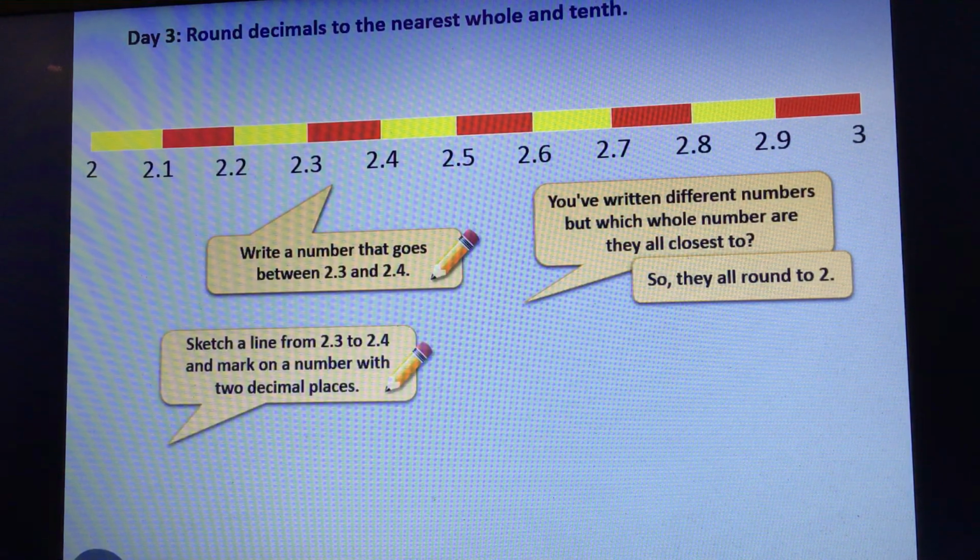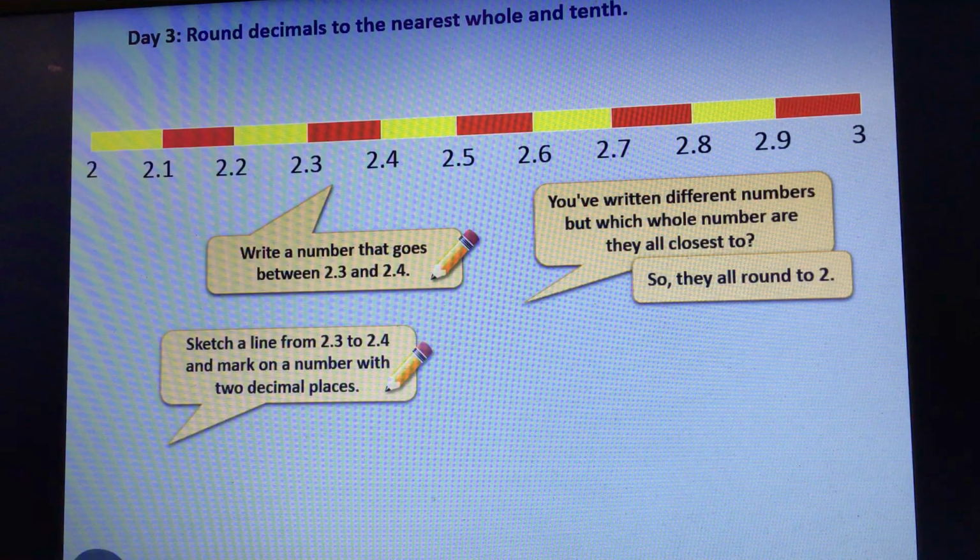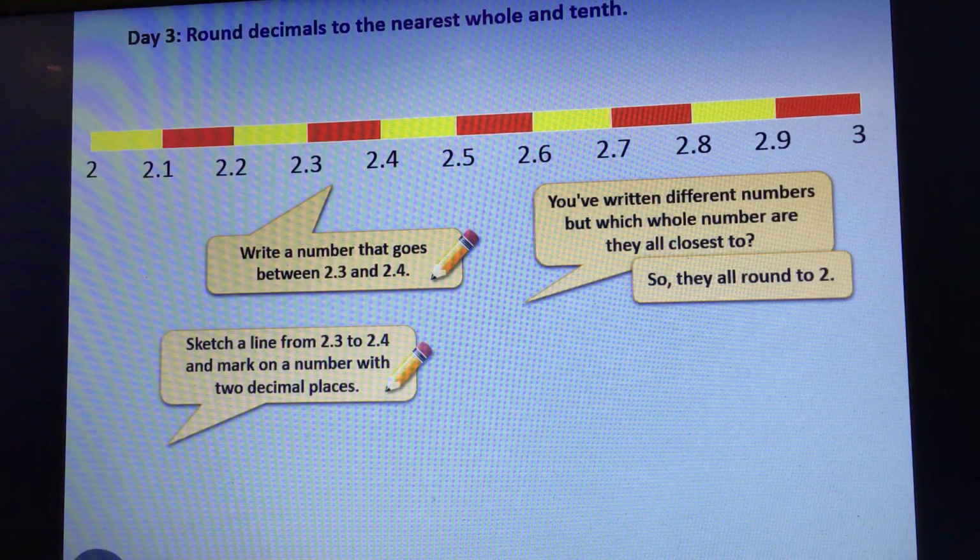So, do this for me now, please. Can you sketch a line from 2.3 to 2.4? So 2.3 on one side, 2.4 on the other side, and this time I want you to mark on any number with 2 decimal places. So 2 point something something. Have a go of doing that, please, in between 2.3 and 2.4. You can pause this while you're doing this. I'm going to move straight on.